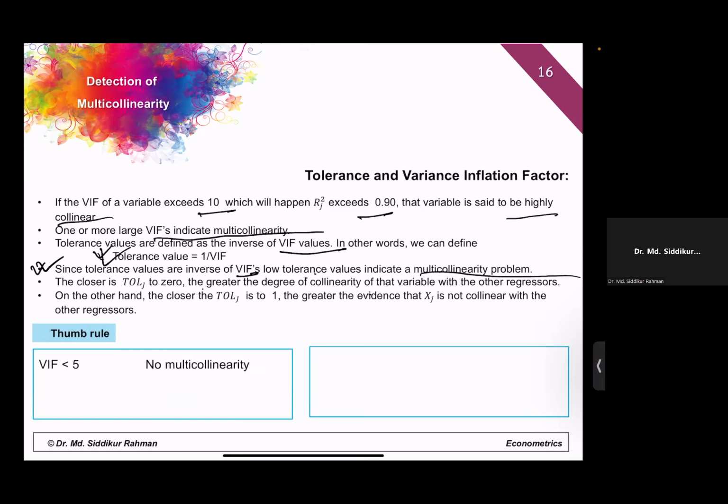So what is the rule of thumb? No question, just take this slide, you will understand. If the variance inflation factor is less than 5, what does it mean? It means there is no multicollinearity.